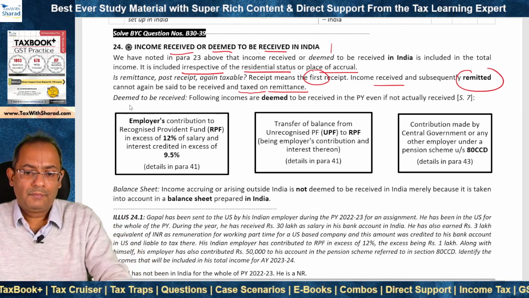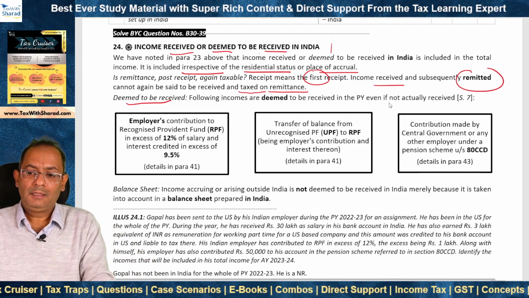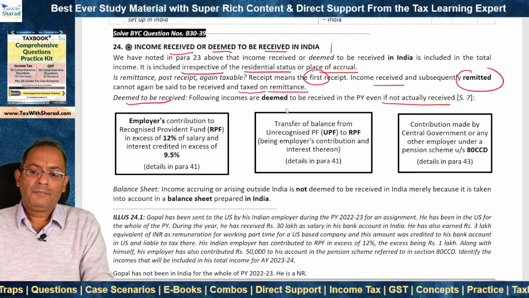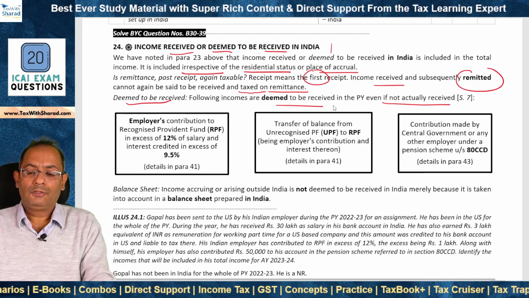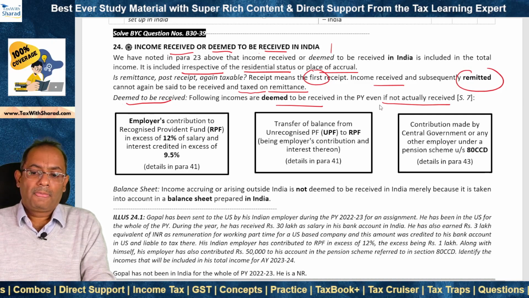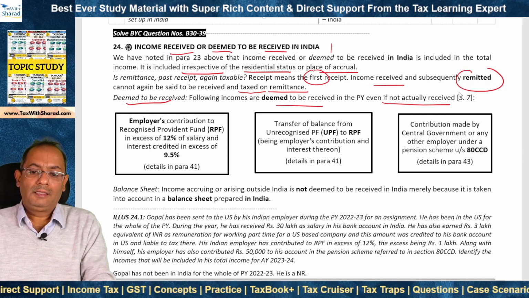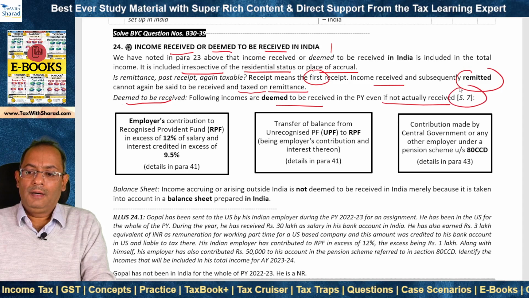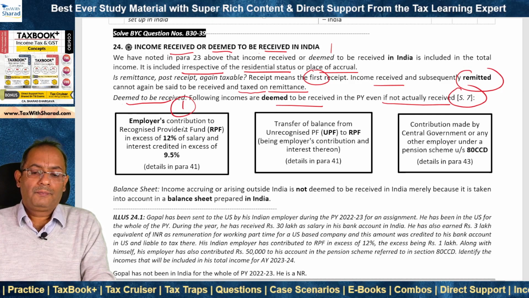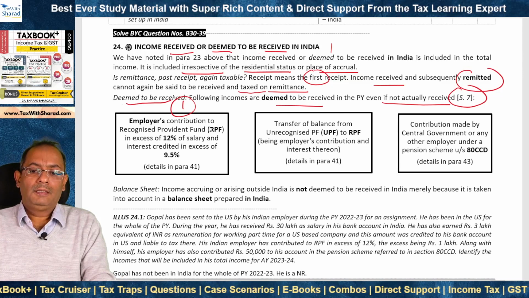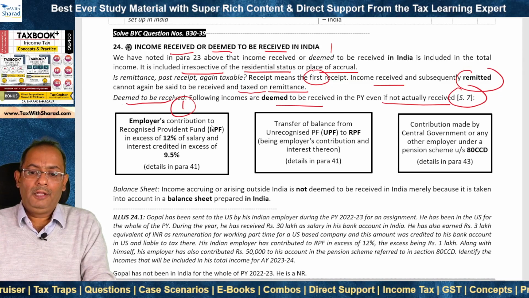Income which is deemed to be received. That means even if not actually received, it is deemed to be received in India, and therefore it comes within the scope of total income under section 5, and such items of income are enumerated under section 7. This is something that we will discuss in detail in the video on salary income.